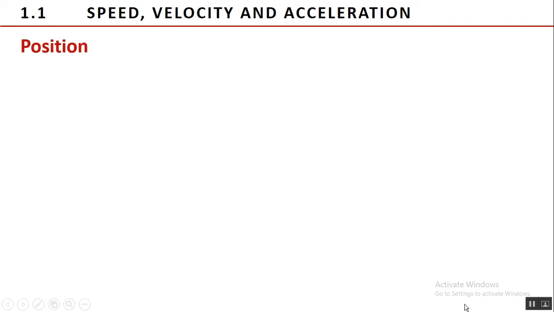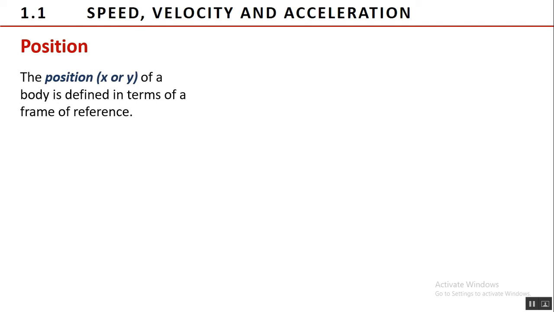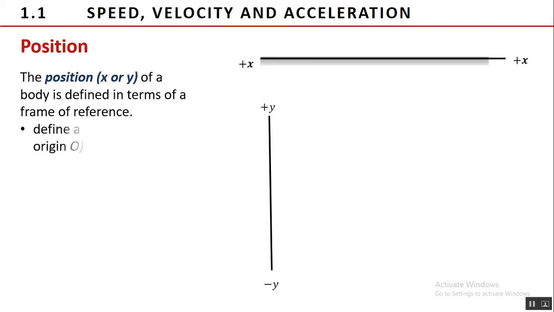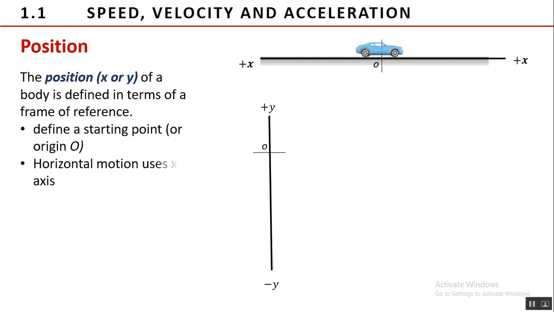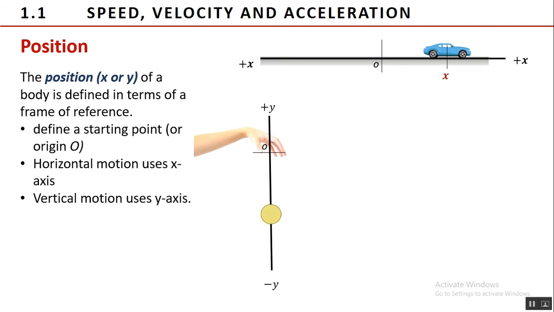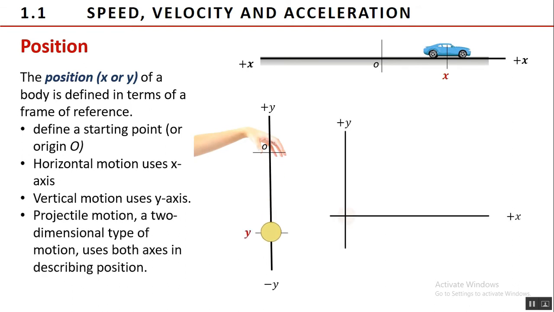The position, x or y, of a body is defined in terms of a frame of reference. It is our choice of coordinates that defines a starting point, or origin, for describing motion or any other quantity. For one-dimensional motion, frame of reference may be either x or y-axis. Horizontal motion uses x-axis while vertical motion uses y-axis. Projectile motion, a two-dimensional type of motion, uses both axes in describing position.